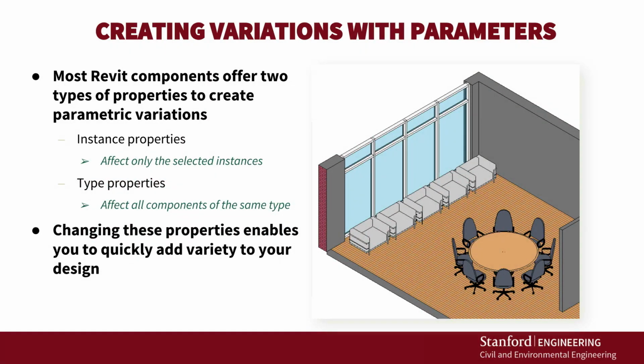Most Revit components offer two types of properties to create parametric variations of those components. There are instance properties, those are things that affect only the selected instances, as well as type properties. Type properties affect all of the components that share that same type. Changing these properties enables you to quickly add variety to your design.